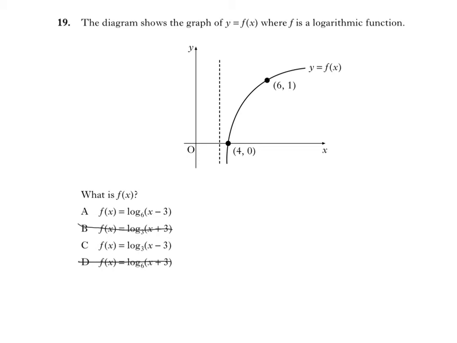Now if you think backwards in terms of where this would have gone before it gets shifted 3 to the right, that's what it would have looked like. It would have gone through (1, 0) and (3, 1). Now that suggests that it's log to the base 3 rather than log to the base 6, because log to the base 3 of x goes through (1, 0) and (3, 1), log to the base 4 of x goes through (1, 0) and (4, 1), log to the base 10 of x goes through (1, 0) and (10, 1), log to the base a of x goes through (1, 0) and (a, 1). So by process of elimination we can say with confidence that the correct answer is option C.